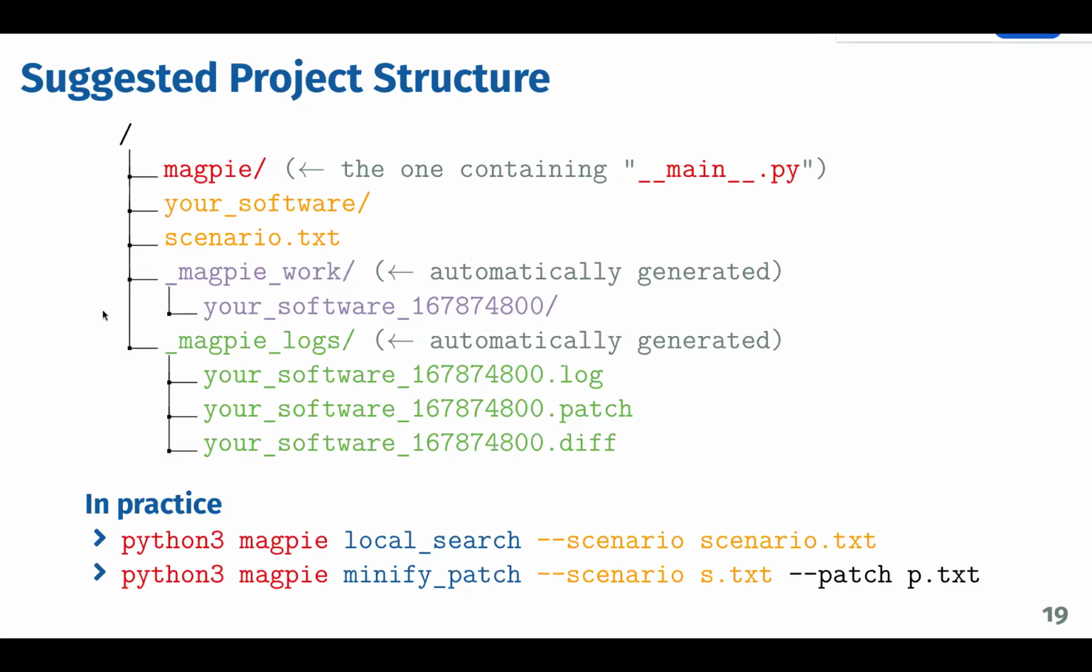So you don't need to install anything. You either copy your software beside the main Magpie directory, or you simply take the Magpie directory and put it alongside your software. Both will work. The intended way to use Magpie is simply to execute the Magpie folder. So python3 magpie will automatically run the __main__ by specifying what you want to do, such as python3 magpie local_search or python3 magpie minify_patch, and you will need to provide the scenario file and, for example, the patch. We will do that together in the next part of the tutorial.